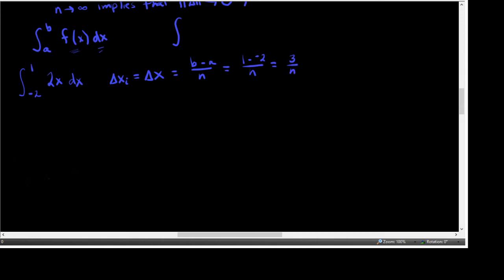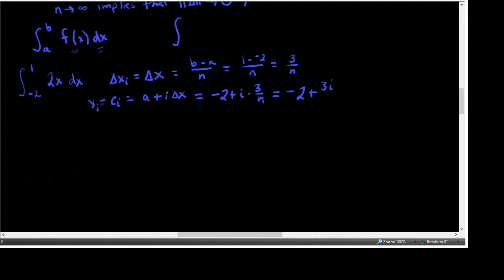And again, if we use c sub I, it is a plus I times delta x. It's the formula I gave you. I think I called it x sub I. Doesn't really matter. It's the same idea. So a is -2 plus I times delta x, which is 3 over n. And again, we made these choices to make our work as simple as it could possibly be algebraically.